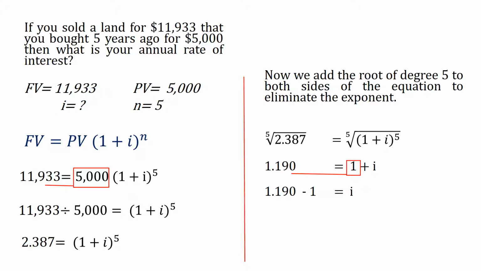1.190 minus 1 equals i. I will get the answer for this, which will be 0.190, so this is the value of i. If I multiply it by 100, it will be 19%. So the interest rate for this problem, or the answer for this problem, is 19%. Now let's look at another example.